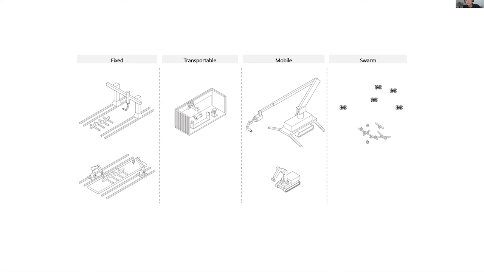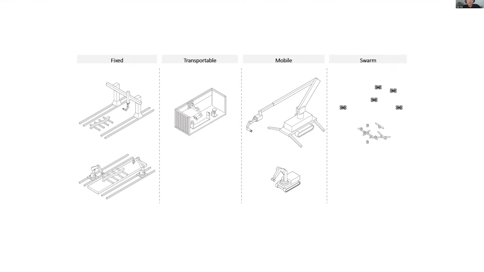And common robot platforms, like the fixed gantry robot, the transportable or mobile platform, and also swarm systems, would be developed to be more sophisticated.